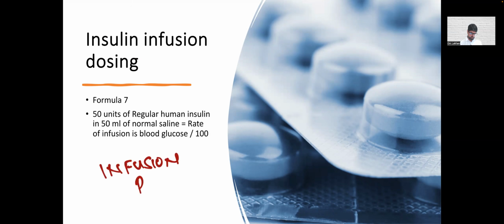Now how much to give will be the infusion rate: patient's blood sugar divided by 100. For example, let's take a case where the patient comes with a blood sugar of 500 milligram per deciliter, so very high sugar, patient is in ICU. You start 50 units of regular insulin in 50 ml of normal saline and give it through an infusion pump. Now, 500 is the sugar, so 500 divided by 100 will be 5. So you'll be starting the patient on 5 units, or 5 ml per hour infusion.